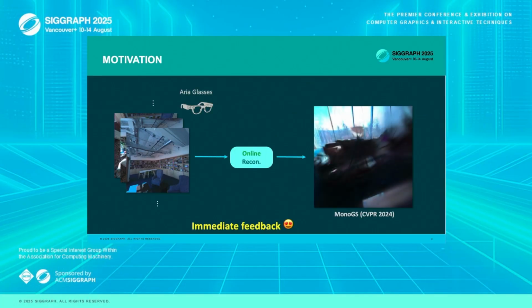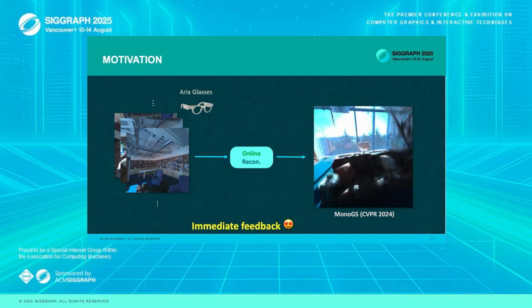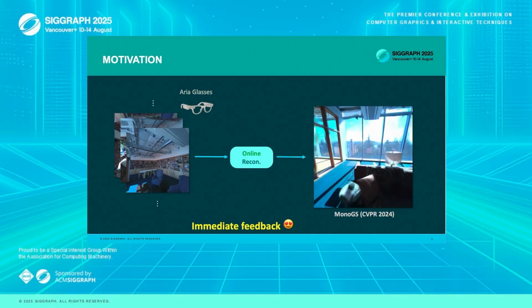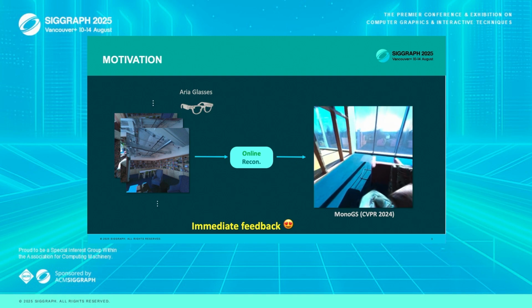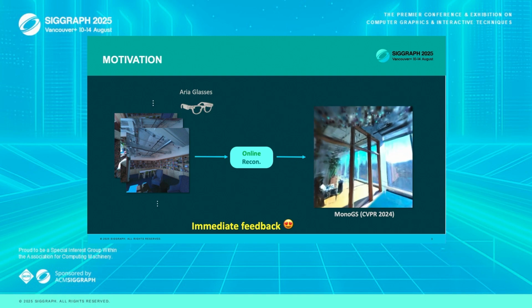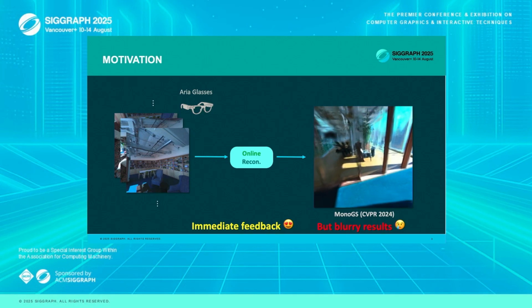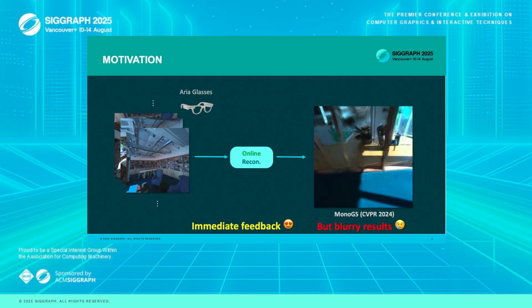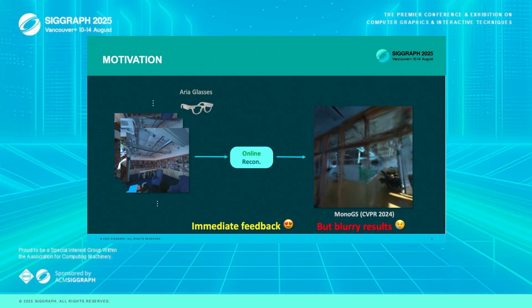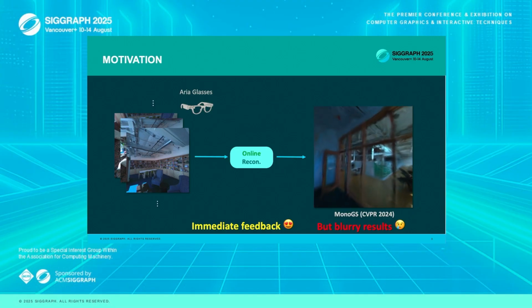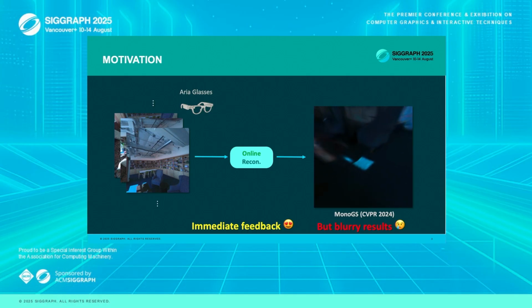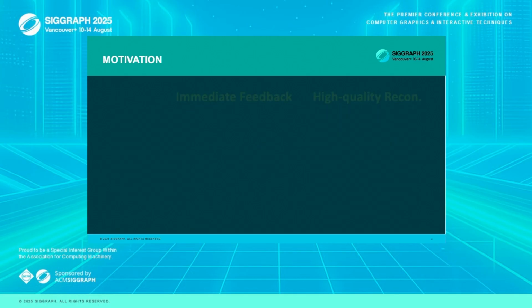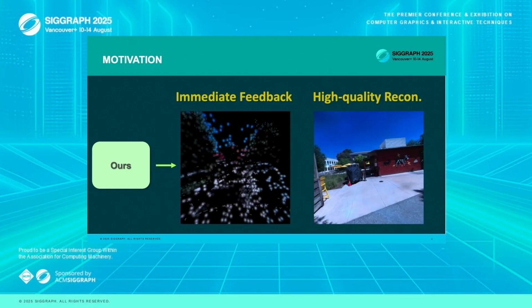Recent systems like MonoGS, which is one of the very good papers from CVPR last year, offered online monocular reconstruction. They provide instant feedback, which is valuable. However, the results are often blurry, especially in the fine geometry and texture details. This motivates our work: we try to keep the immediate feedback, but also lift up the fidelity. This sounds simple, but it's a challenge to achieve. Basically, we aim for the best of both worlds.